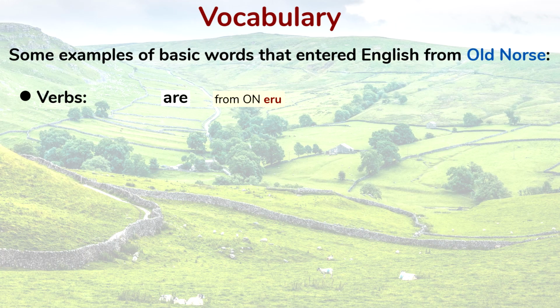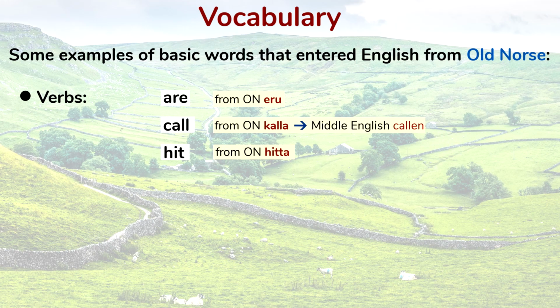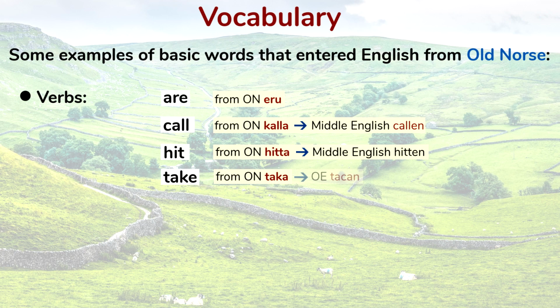Verbs. The plural present tense of the verb to be, in other words are, came from Old Norse er. Call, from Old Norse kalla, which entered Middle English as kallen. Hit, from Old Norse hitta, which entered Middle English as hitten. Take, from Old Norse taka, which entered Late Old English as takan, which became Middle English taken.